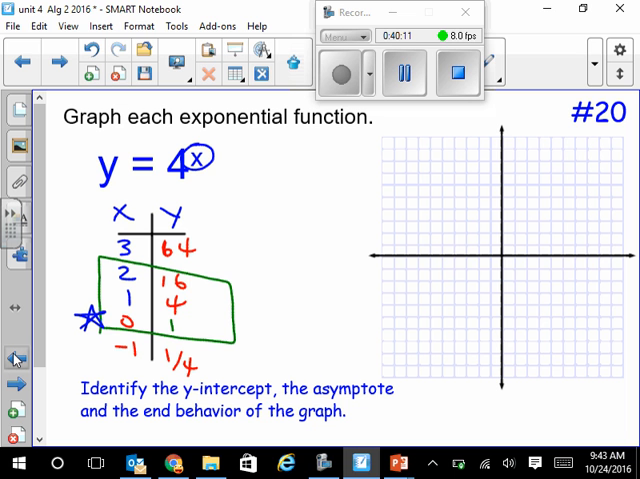So here it comes. 0, 1, the most famous one right here. He will always be your y-intercept for any exponential function. They all have to go through this point. So let's say you have to graph something like this, and you're like, what?